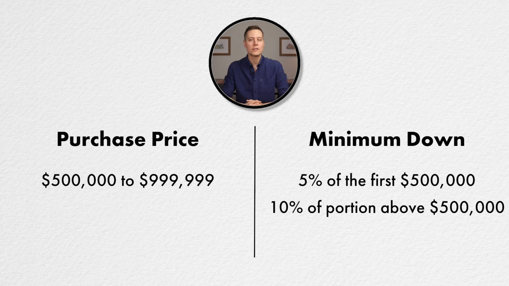If the purchase price is somewhere between $500,000 and $1 million, you're required to put down a minimum of 5% on that portion below $500,000, and then another 10% on the remaining portion. So on a $600,000 purchase price, for example, you're putting down $25,000 on the first $500,000, and then another $10,000 on the remaining $100,000. So that would be a total of $35,000 down.